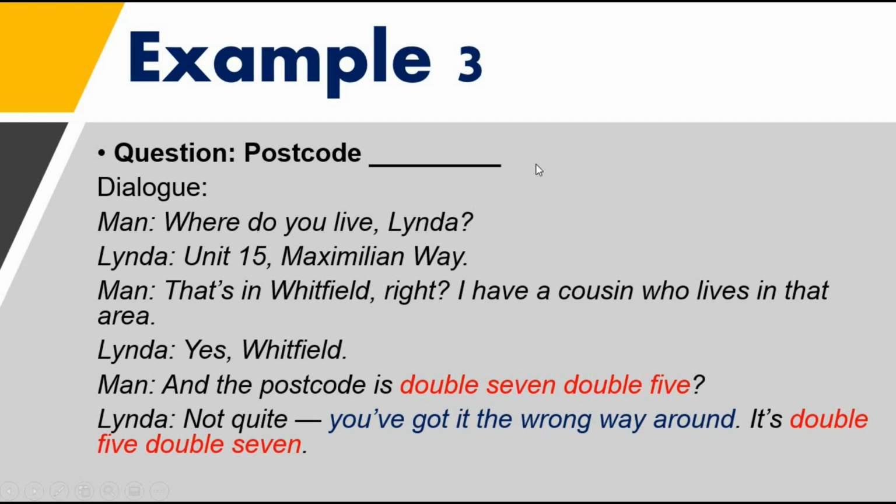So you know postcodes are letters and numbers or just numbers. Look at this. The man says, and the postcode is 7755. Not quite. You've got it the wrong way around. It's 5577. So you see the correct answer here is 5577.